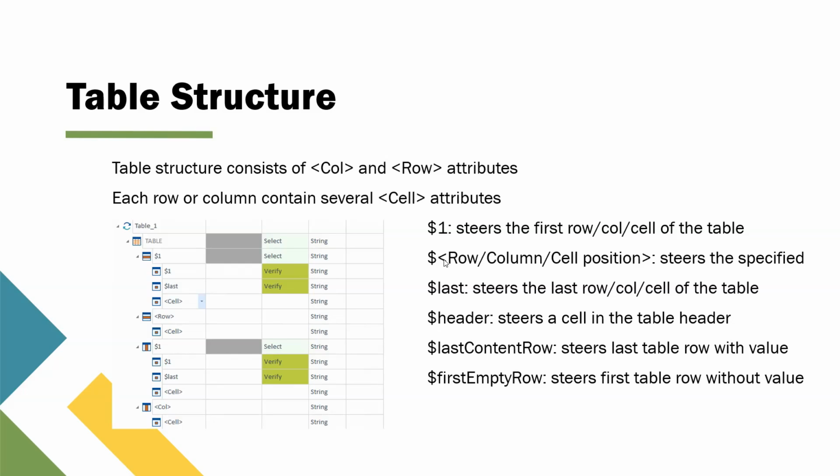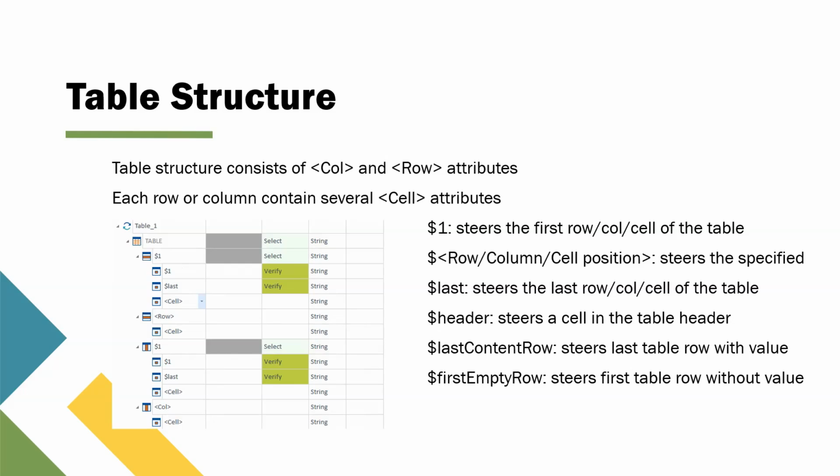So if I give $2, it will do the second row. If I give $3 for a column, it will steer the third column. And if I give the fourth cell, then it will steer the fourth cell, right? So it basically steers the specified row, column, cell position which you give in your test case. Then there's another attribute called $last. Now this basically steers the last row or column or the cell of the table.